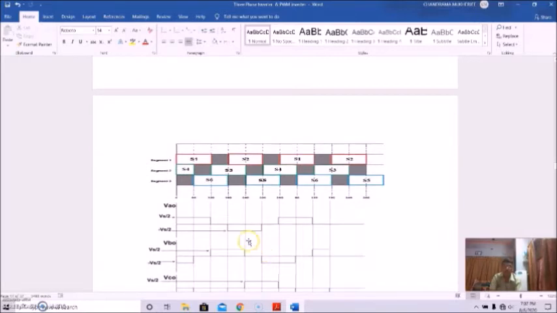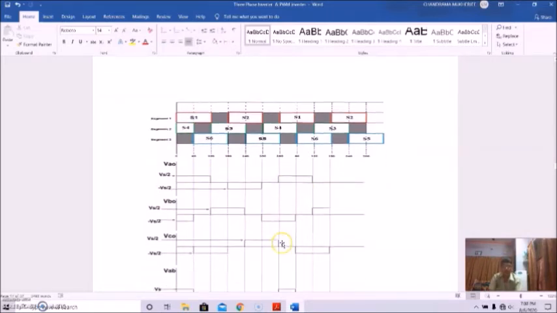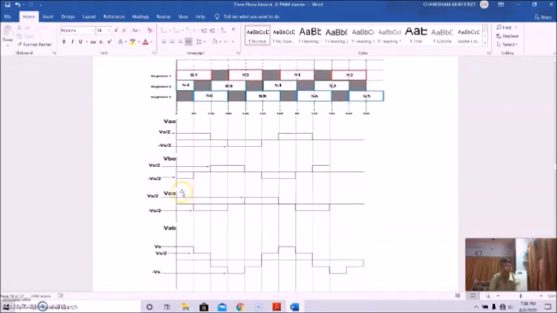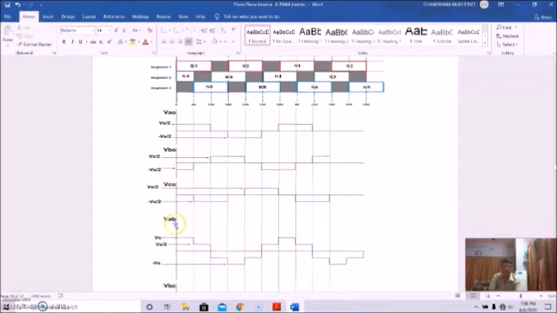So this is the segment for operations. This is VAO, going from Vs by 2 to minus Vs by 2. This is VBO, again from Vs by 2 to minus Vs by 2, and this is VCO, again from Vs by 2 to minus Vs by 2. This is the phase voltage, and this is the line voltage.